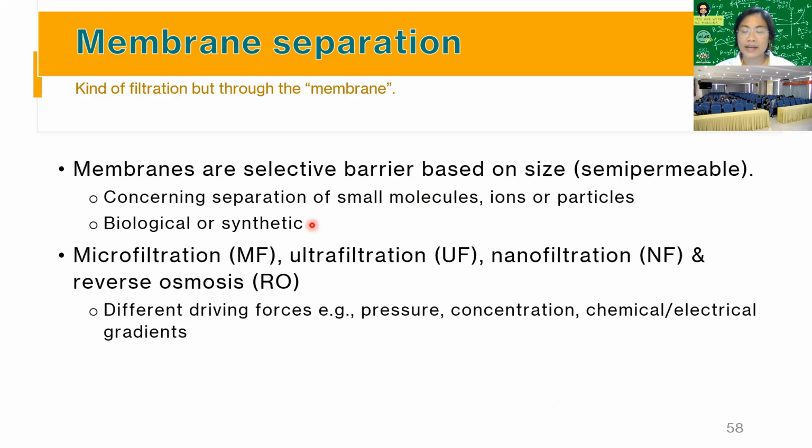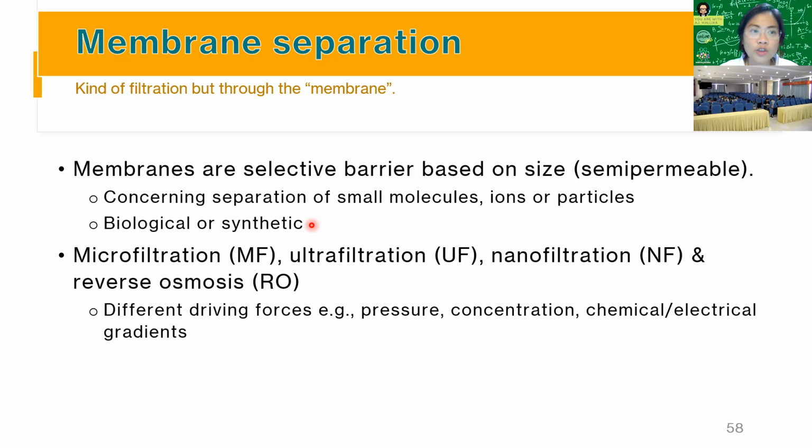The membrane itself could be biological or synthetic. The classic example of a biological membrane is your cell membrane. It is semi-permeable. Synthetic membranes can be made from many chemicals, like cellulose acetate. Some sort of plastic could be made as a membrane as well.